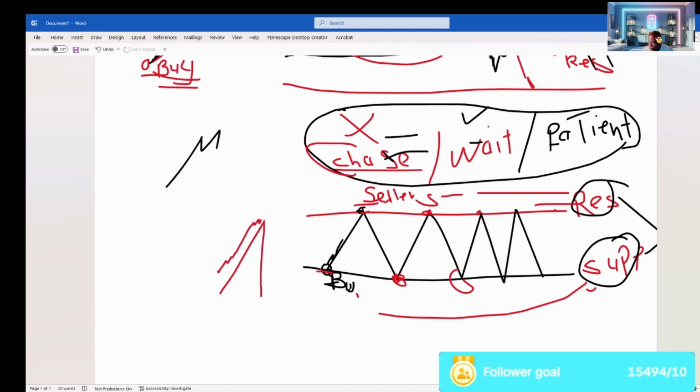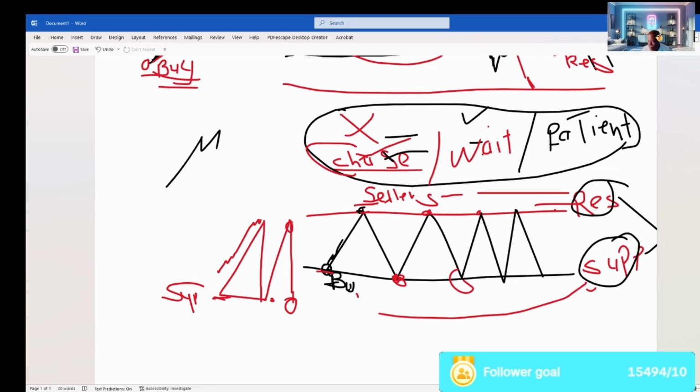Wait, it's going to come back right there. It's going to come back again to that same support. It moves up, and it's going to come back again. So you don't chase. You wait, because it's moving up. Wait for it there at the support. Don't chase. It will come back, and then you catch it.